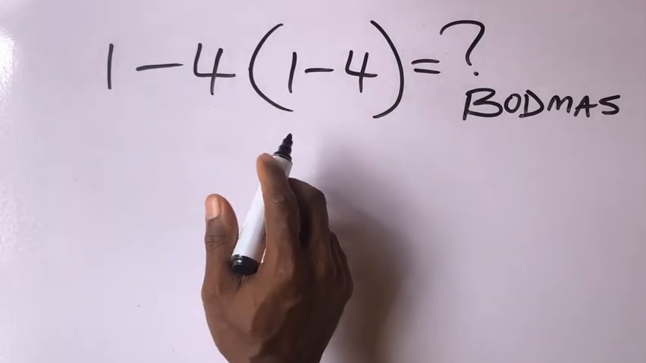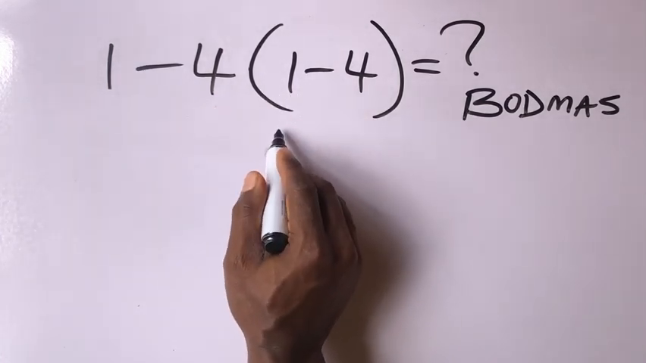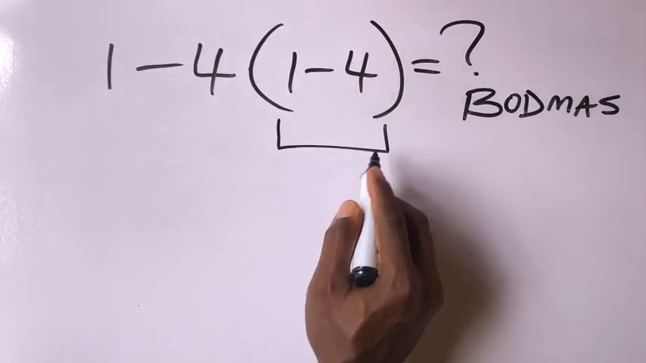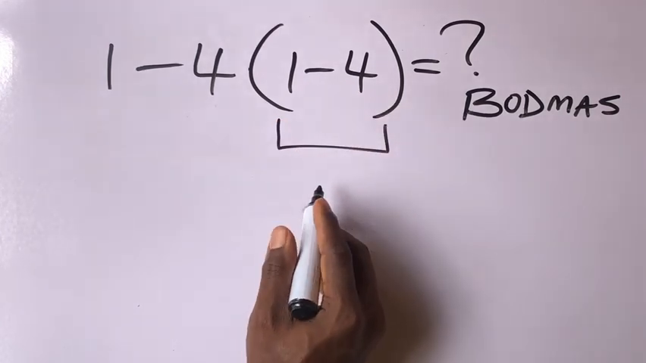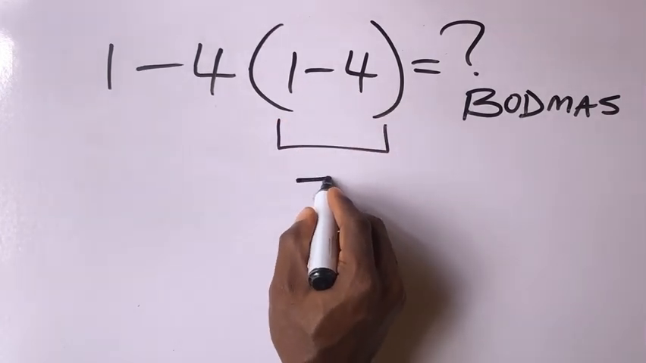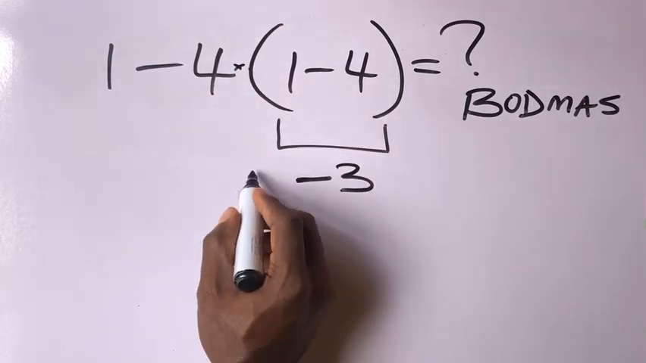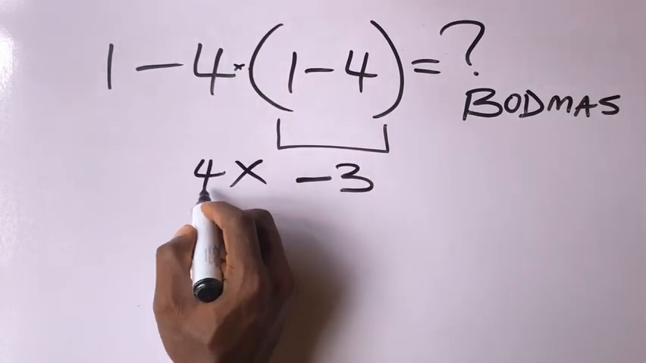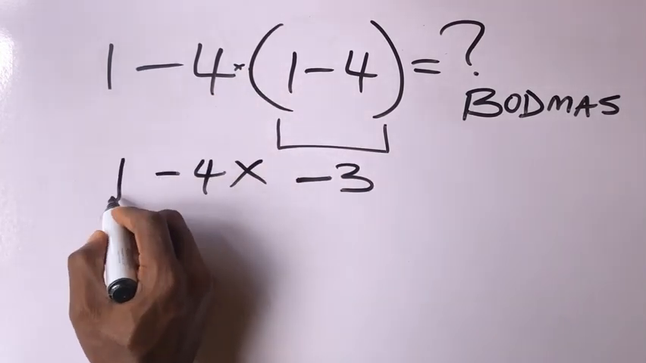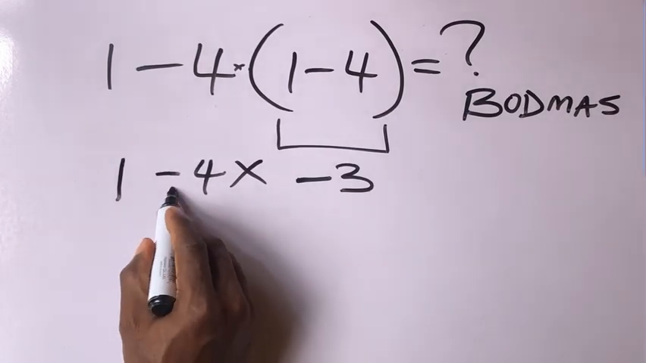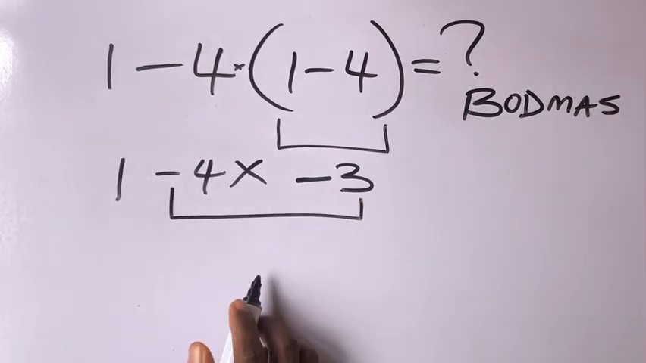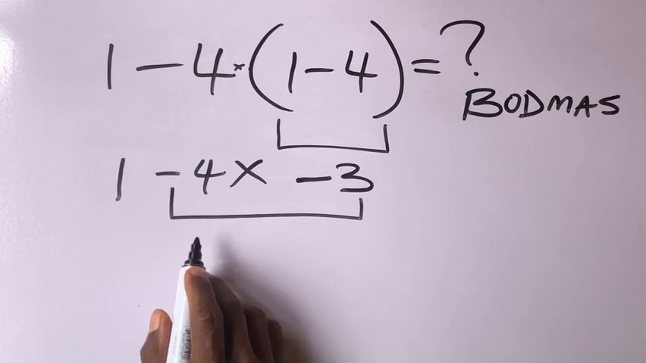So first of all, we need to solve the bracket. 1 minus 4 will give us minus 3. Remember there is an invisible times here, times 4 minus 1. So minus 4 times minus 3 will give us what?